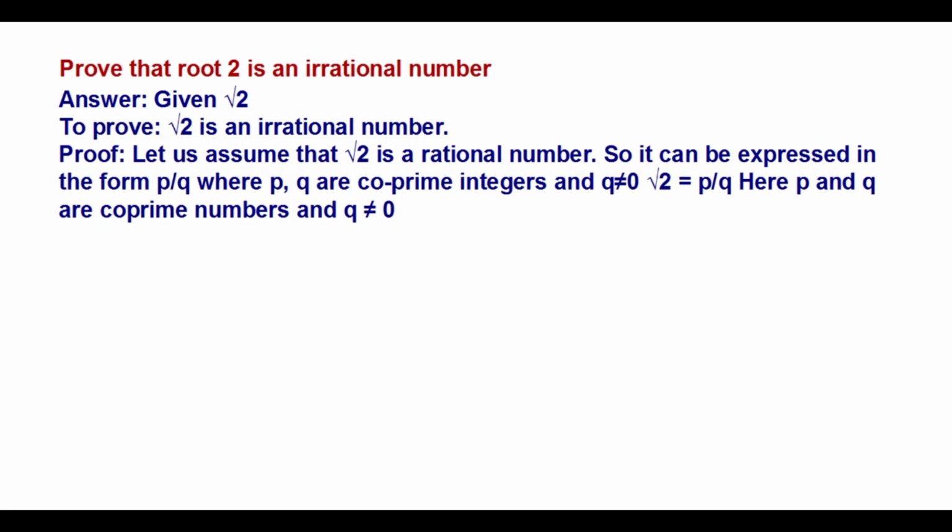So here P and Q are co-prime numbers. Q is not equal to 0. That one we have already discussed. Now to prove this, we are going to use the method of contradiction or disprove method. What is the method of contradiction or disprove method? First, we will take that root 2 is a rational number.